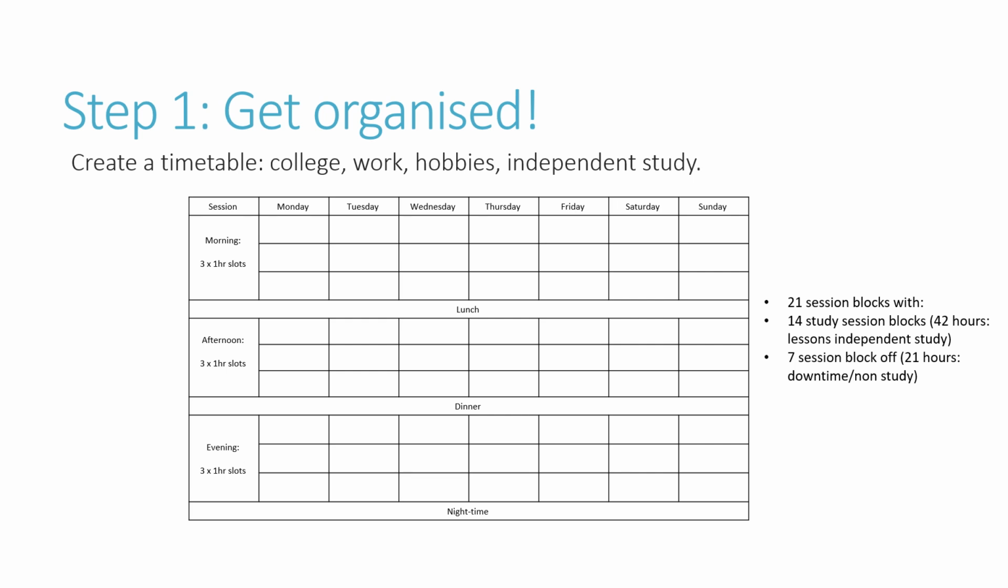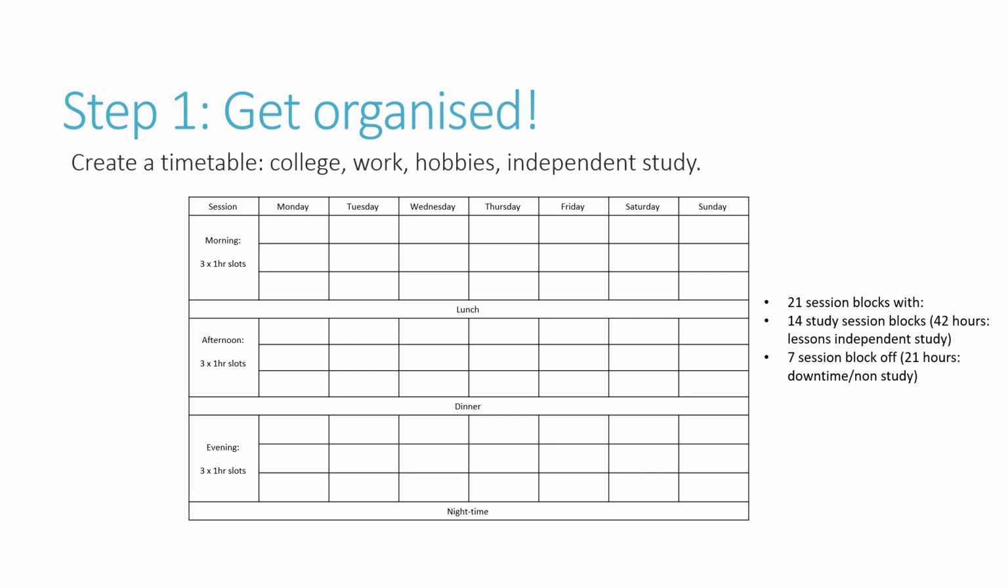It's just the week divided into morning, afternoon and evening blocks where there are 3 1-hour slots in them. Now think about the week as 21 blocks. 14 of them should be study blocks. So they will be taken up by your timetabled lessons in college and those independent study hours. Then that leaves you with 7 blocks for yourself to do whatever you wish to do in.